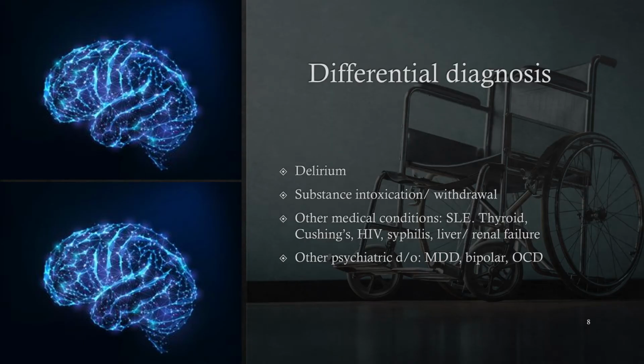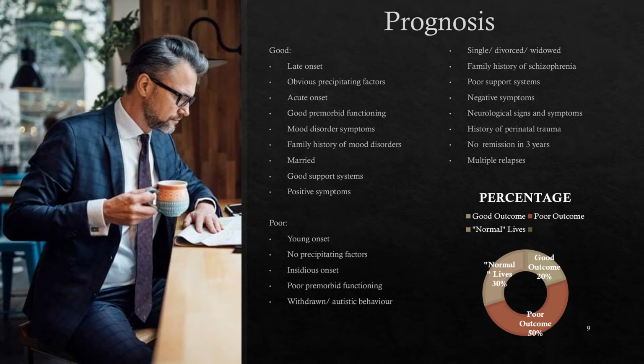So, the differential diagnosis for schizophrenia includes delirium, substance intoxication or withdrawal, other medical conditions such as SLE, thyroid disease, Cushing's syndrome, HIV, syphilis, liver failure, or renal failure. Other psychiatric disorders include MDD, bipolar, and OCD.